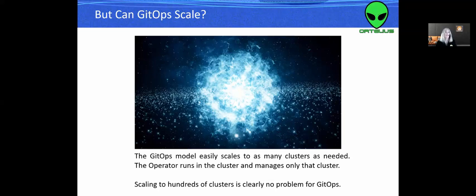A GitOps operator is going to run in each cluster, and it manages that cluster in particular. If you have hundreds of clusters, you're going to have hundreds of operators, and they're doing their job for that particular cluster. So scaling across the organization is, again, one of the benefits of the GitOps architecture.